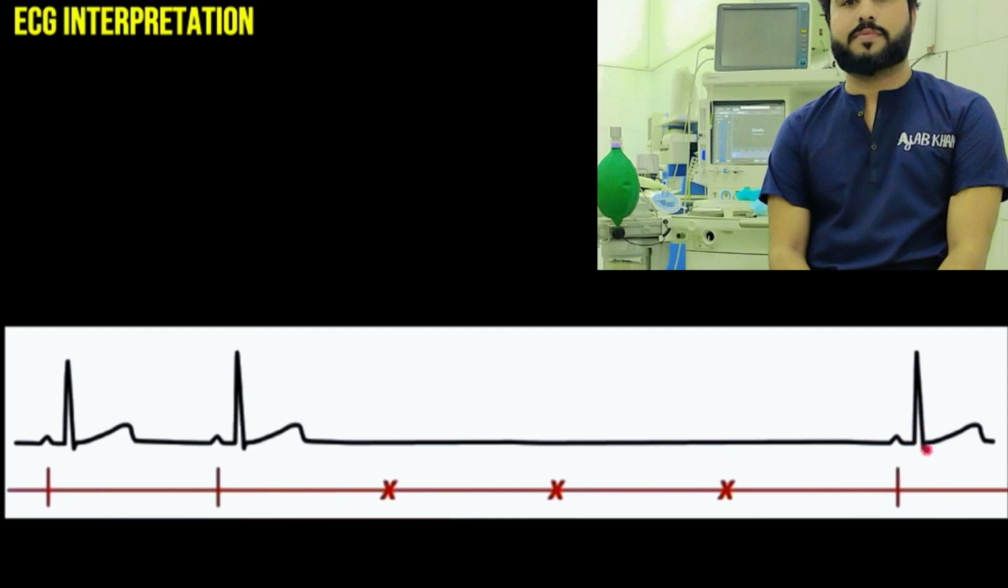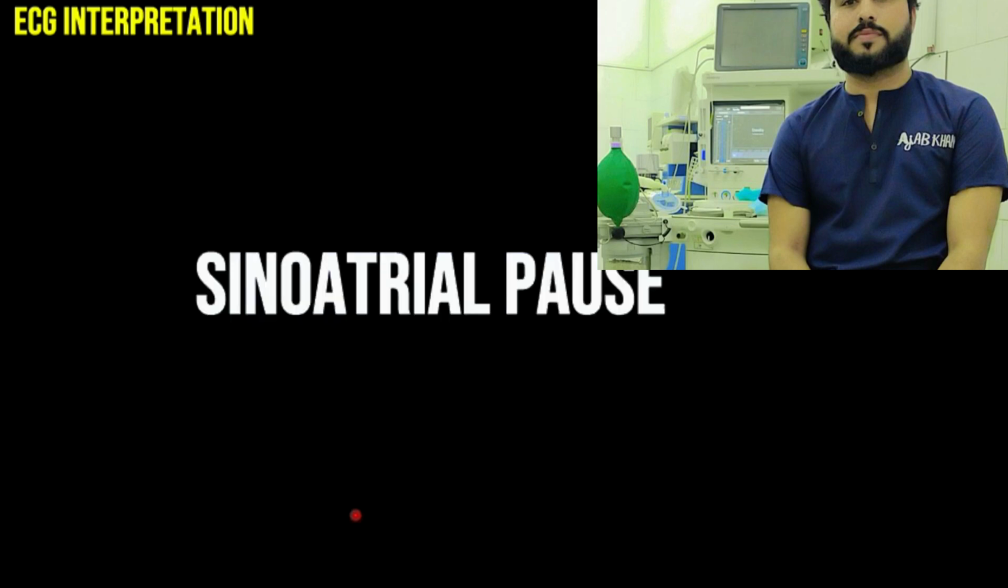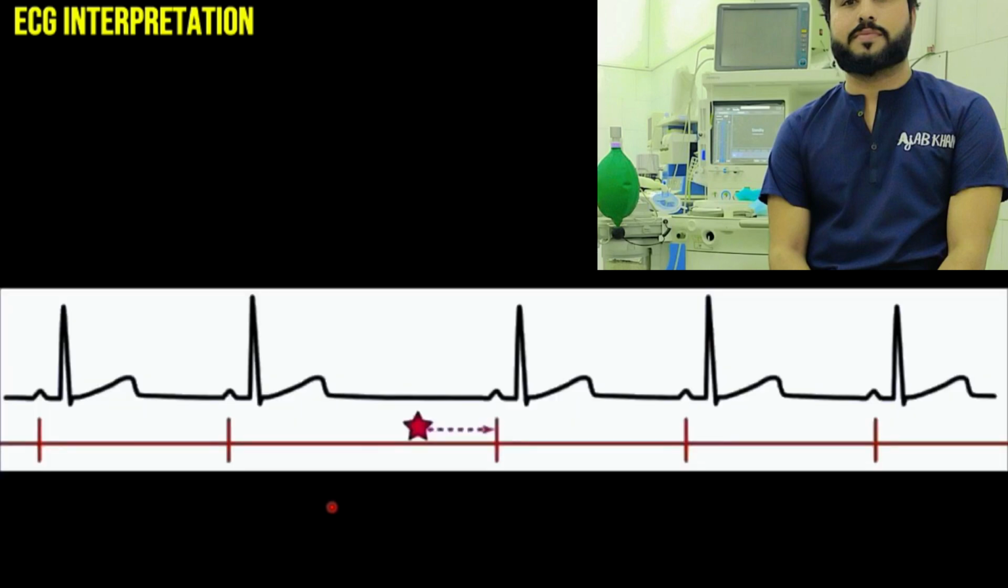If this P to P interval was not marching out properly, we would have categorized it as sinoatrial pause and sinoatrial arrest. Now let's talk about sinoatrial pause. In sinoatrial pause, a beat is missed, but the next beat that comes is not following the normal P to P interval. If you calculate the P to P interval, this is one sinus beat, another sinus beat. This beat has been missed. This beat is missing, but the next beat should have been over here. The next sinus beat, the next P wave should have been here, but it has come earlier.